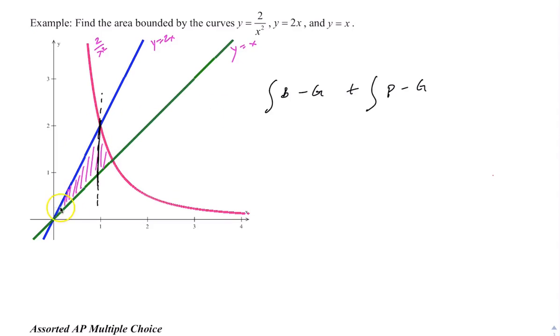Now I still gotta find the intersection. Looks like I started at 0. But I gotta figure out where this intersection is. I gotta figure out where blue and pink meet. So do what we always do, set them equal to each other. So I gotta set 2 over x squared equal to 2x to figure out where this guy is. Cross multiply, I get 2x cubed equals 2. So I get x cubed equals 1. So x equals 1.